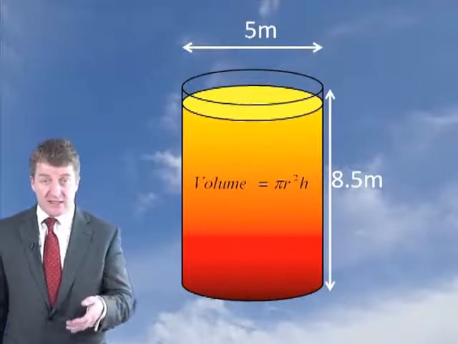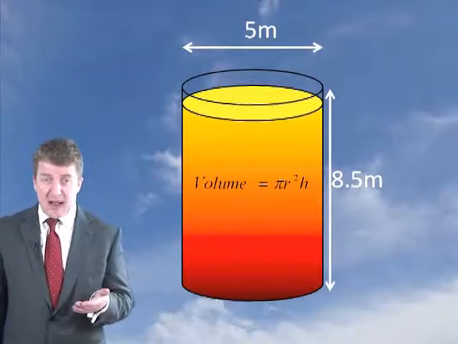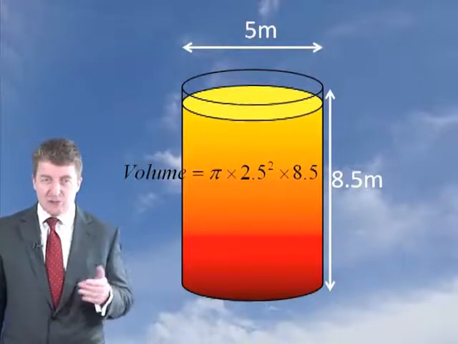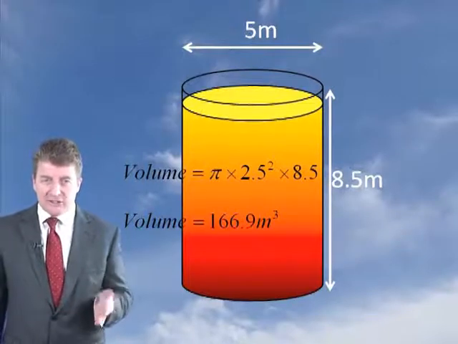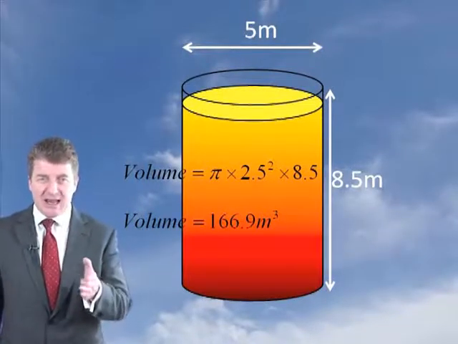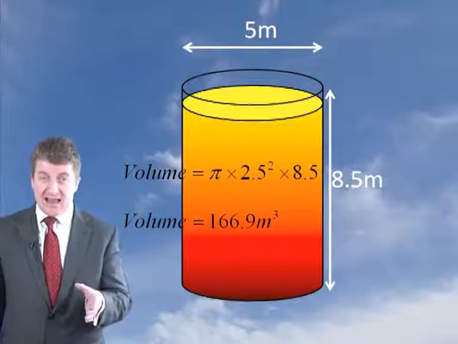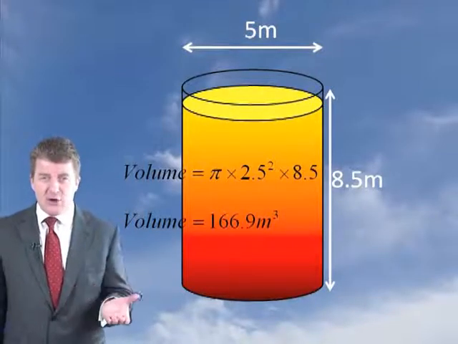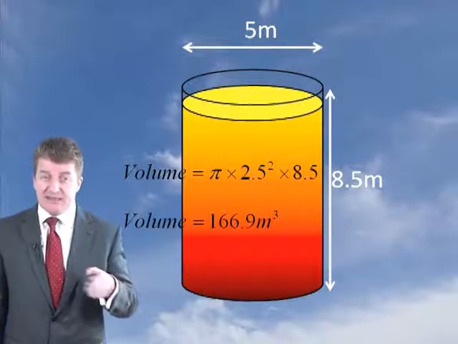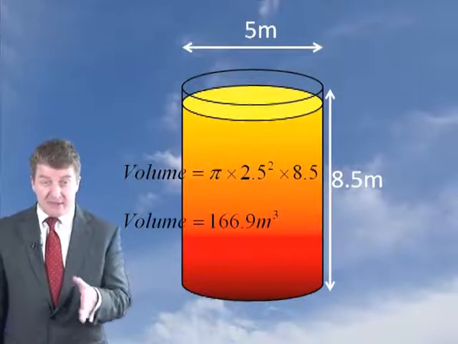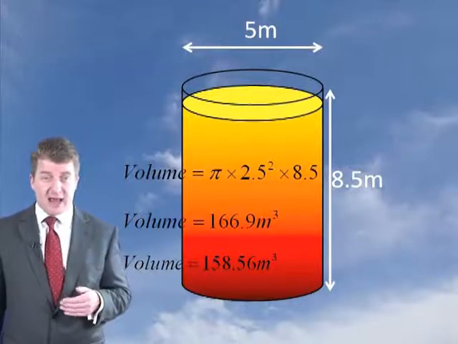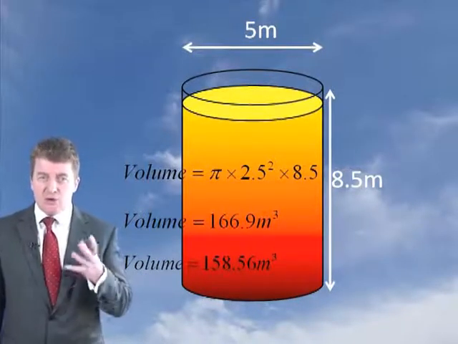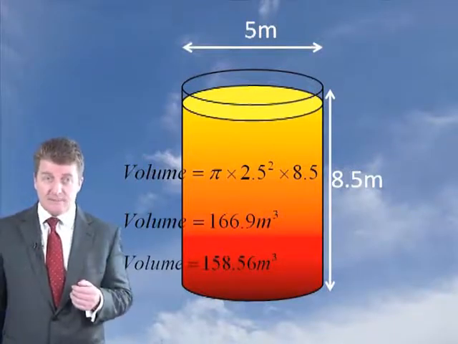Well, the volume of the cylinder, as shown here, is pi r squared times the height. Substitute in known values, you get 166.9 metres cubed. So that is the volume of that particular thing. Now, the fuel only occupies 95% of the cylinder, so 95% of that is 158.56 metres cubed. Okay, so you know now the volume of the fuel.